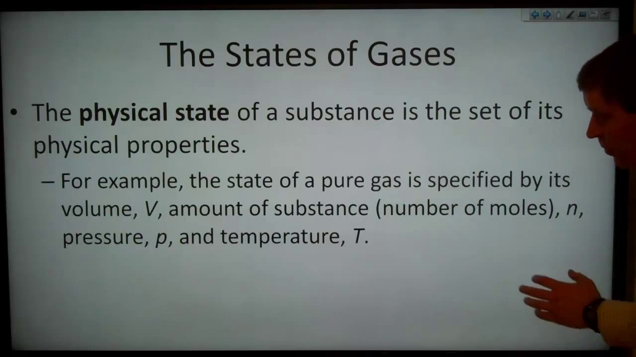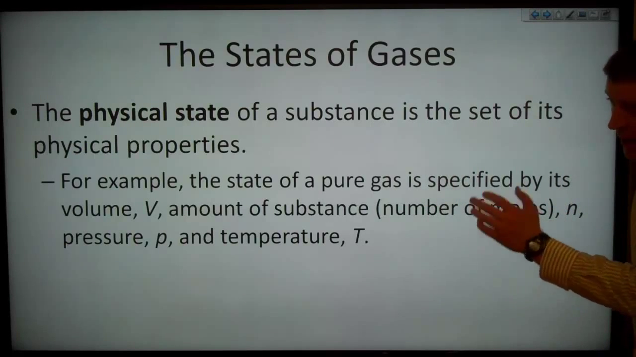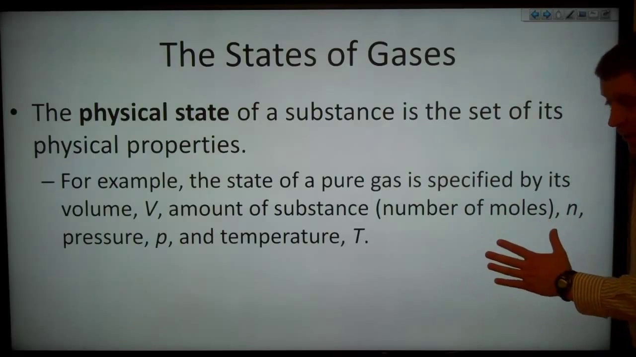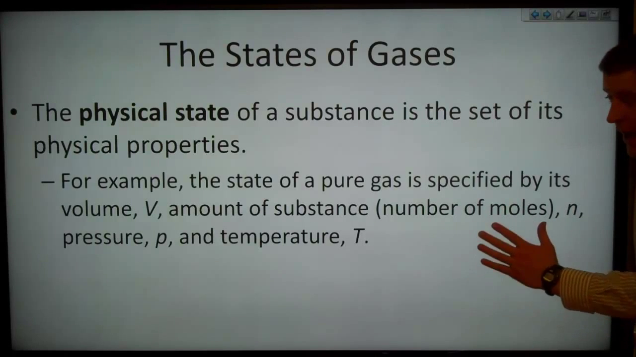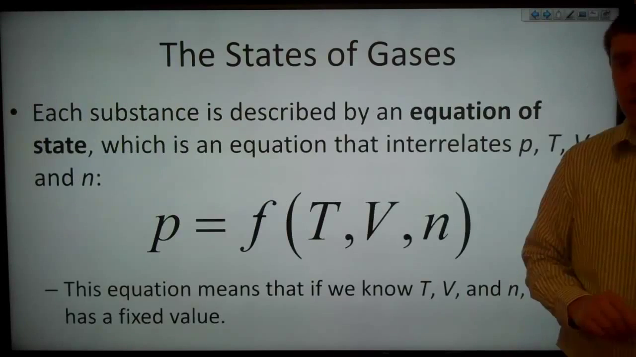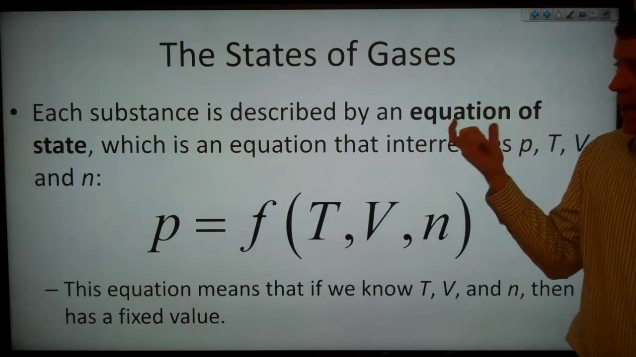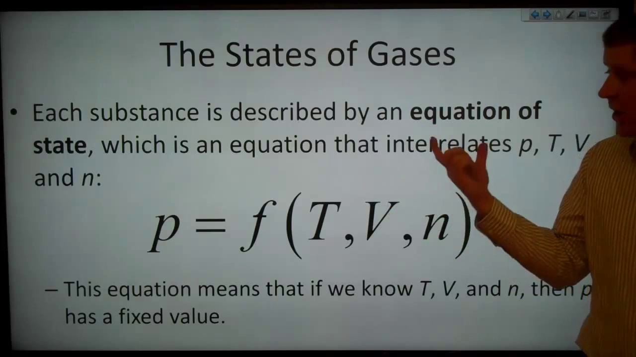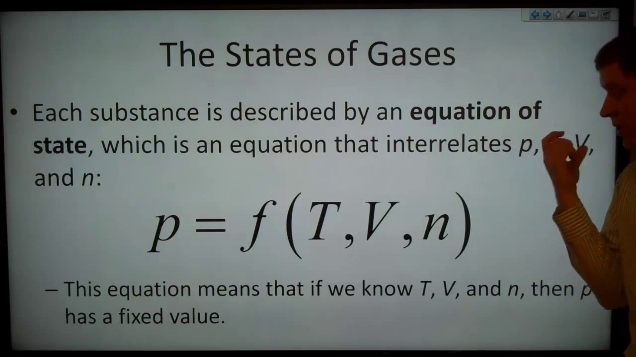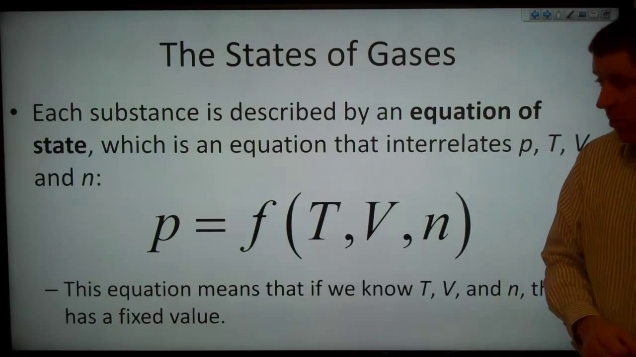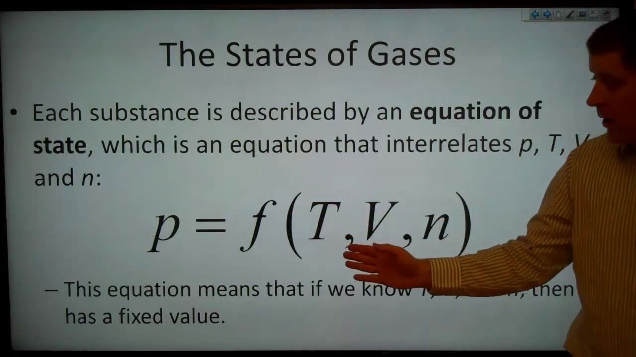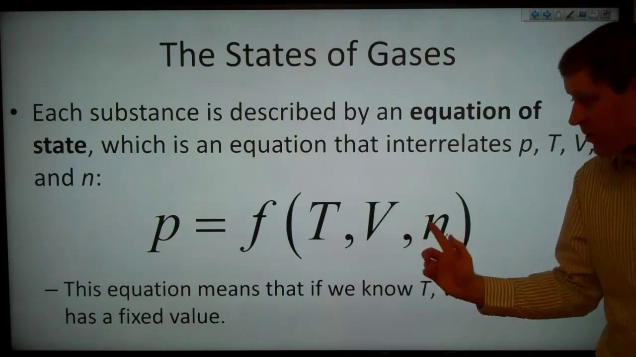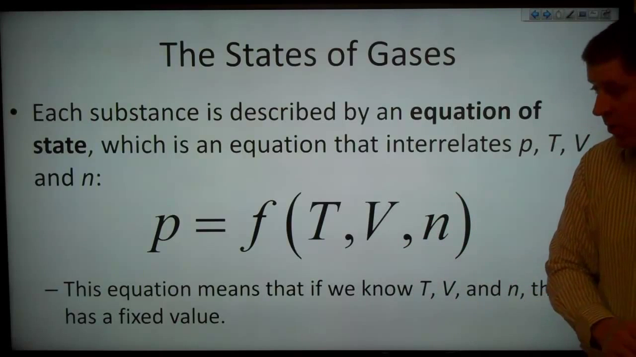For example, the state of a pure gas is specified by its volume V, amount of substance, this is the number of moles, n, pressure P, and temperature T. Each substance is described by an equation of state, which is an equation that interrelates pressure, temperature, volume, and number of moles. And so we can say P is a function of temperature, volume, and number of moles.